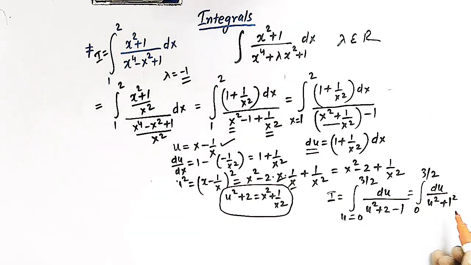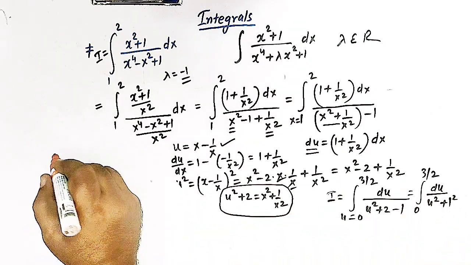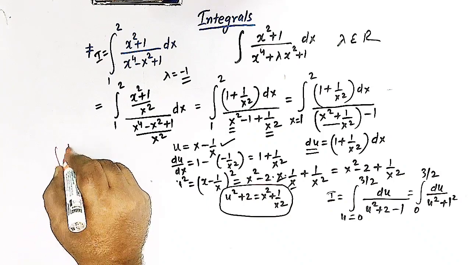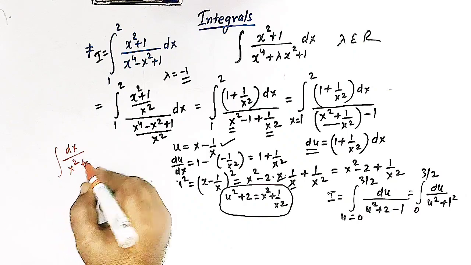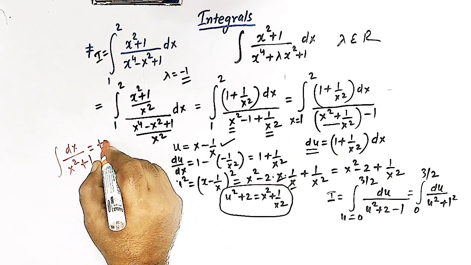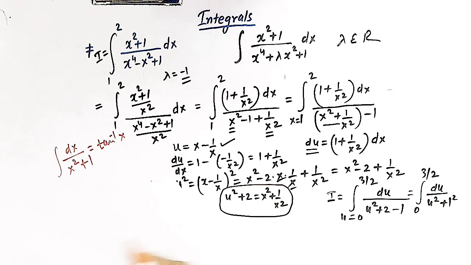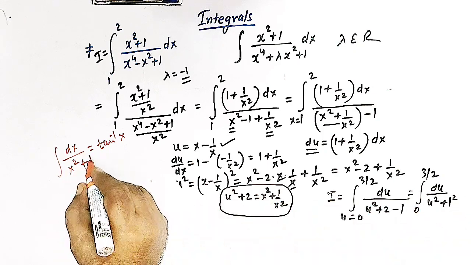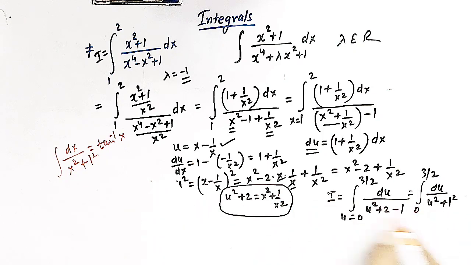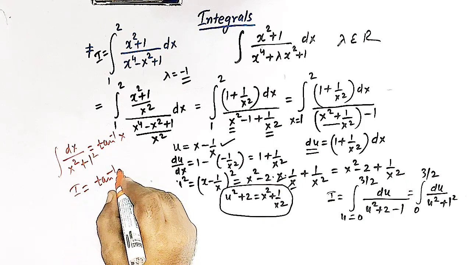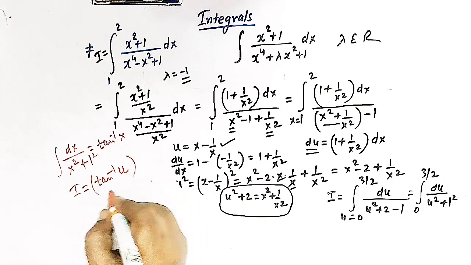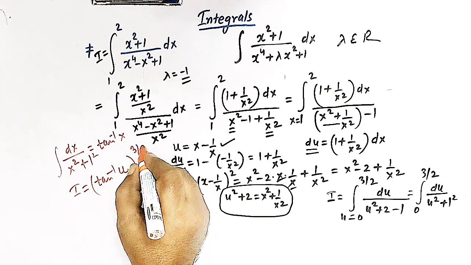So now this is a standard integral, that is we can make use of this result, that is integral dx over x square plus 1 is given by tan inverse x, right? So here we have the variable u, du over u square plus 1 square. Here we can write this one as 1 square. So we can now write I is equal to tan inverse of u, and the limits of integration are from 0 to 3 by 2.